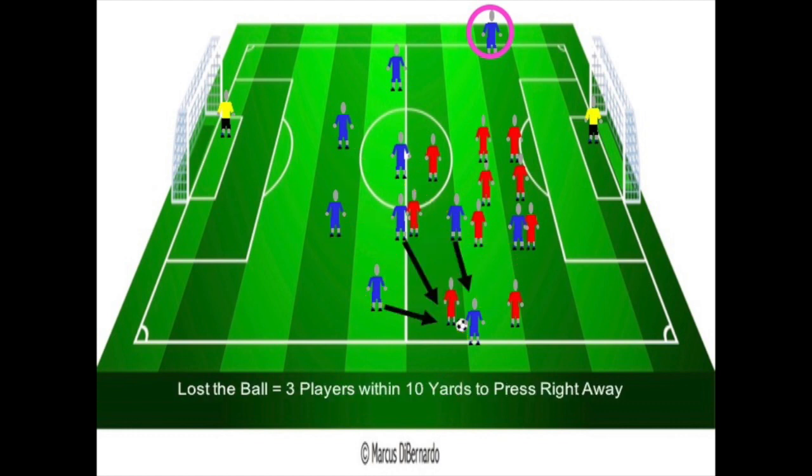In this slide, you could see what happens if the player on the ball gives away the ball. There are 3 additional players with the black arrows who are within 10 yards to press the ball immediately to win it back. This wouldn't happen if the positioning was much more open and wider than this.